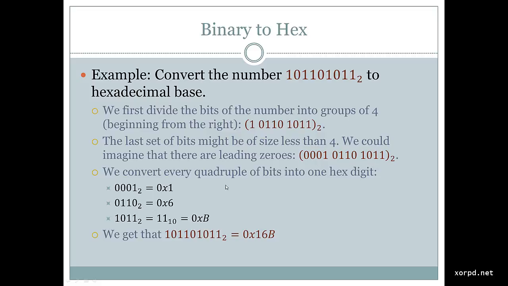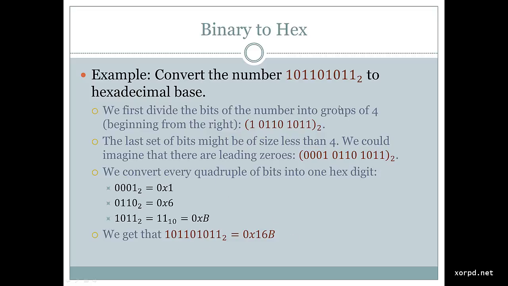Now we can convert every quadruple of bits into 1 hex digit. So for example, in this number, the first quadruple, which is just 1 in base 2, equals 1 in base 16. The next quadruple, 0110, equals 6 in base 16. And the last one, 1011 in base 2, equals 11 in base 10, which is the digit B in hexa.